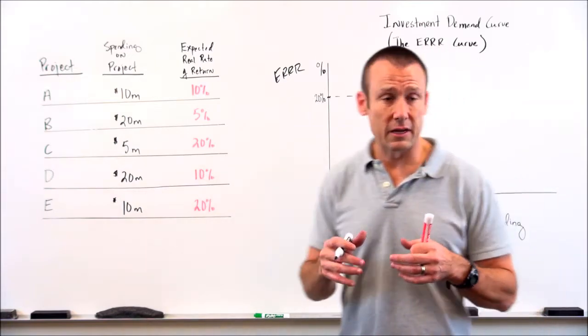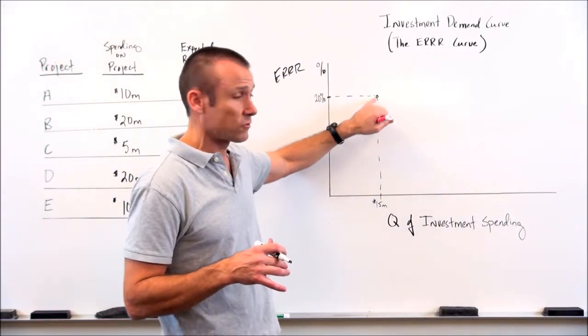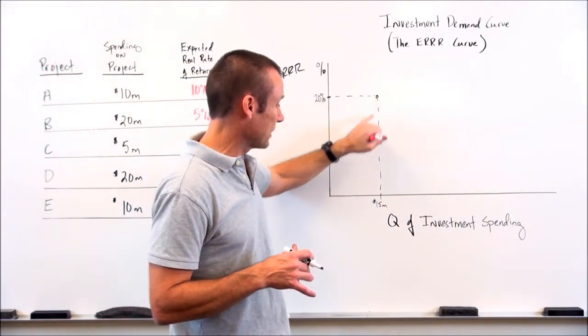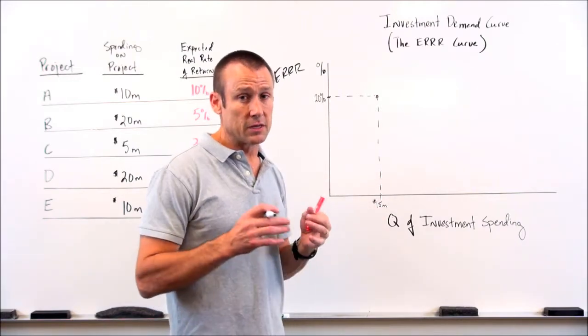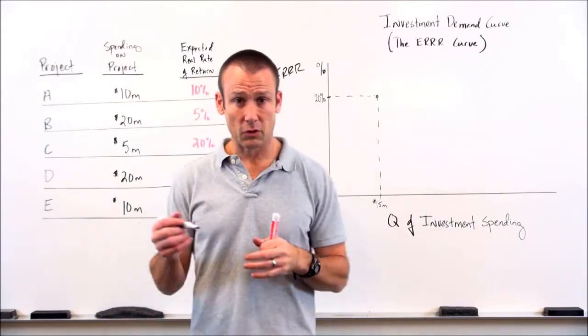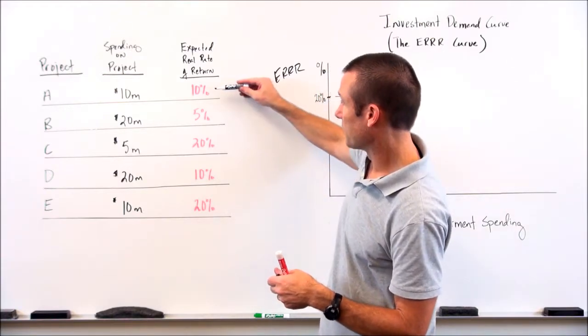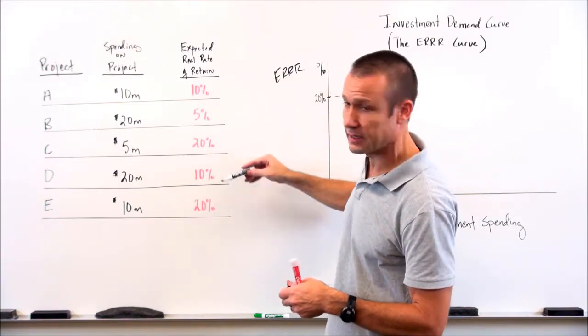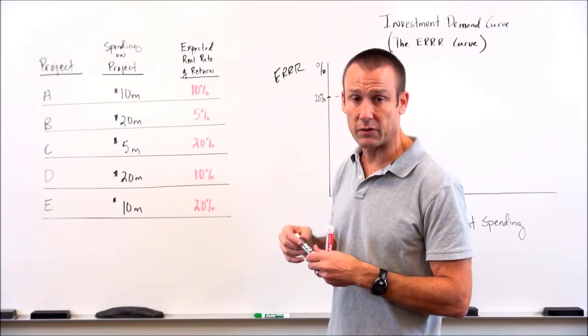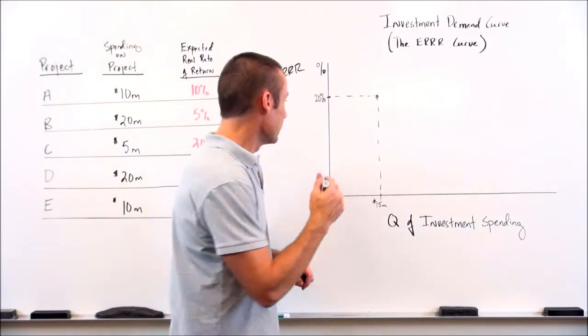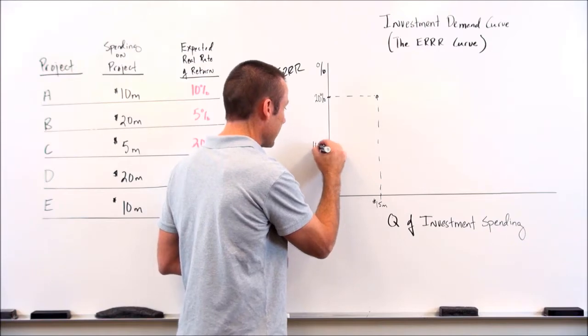So what I like to say is our first coordinate on this graph is going to be right here at 20% and 15 million. Now, what's the next coordinate I'm going to put? I'm going to look for my next highest projects, which are Project A and Project D. They provide for an expected real rate of return of 10%. So I'm going to put 10% right here.